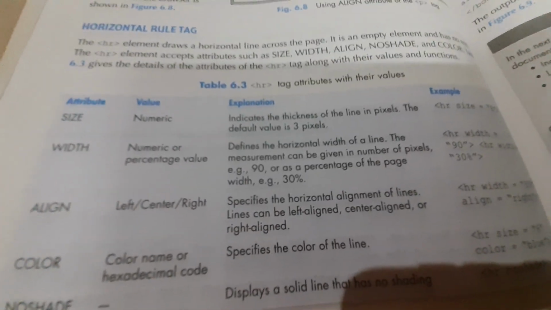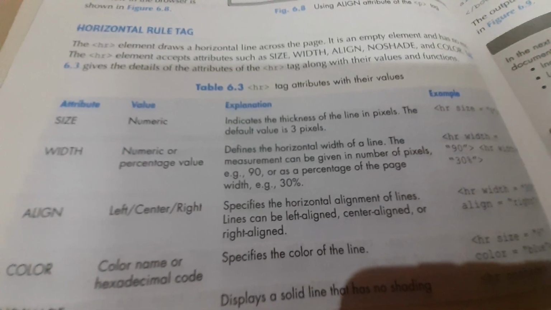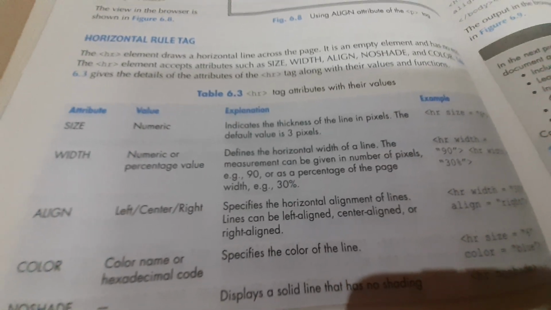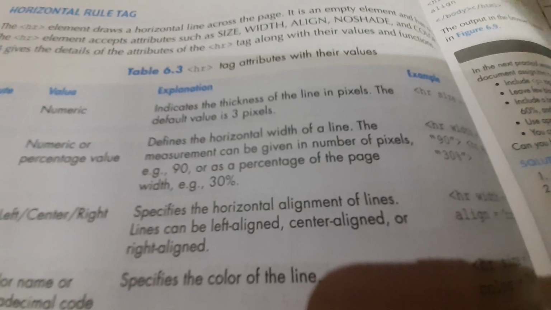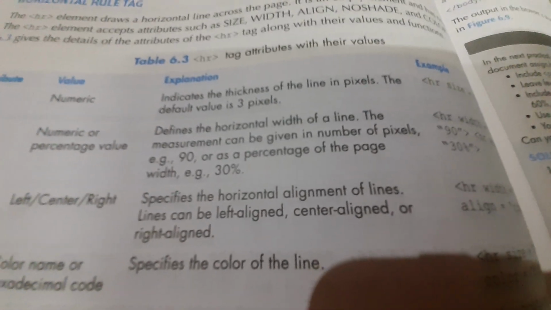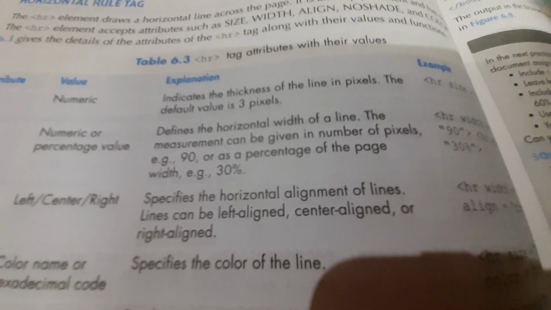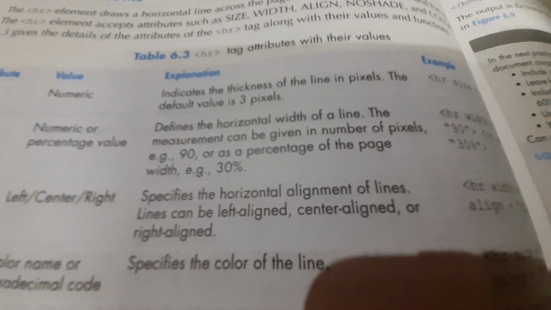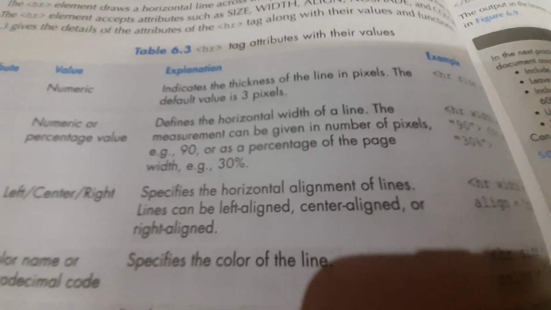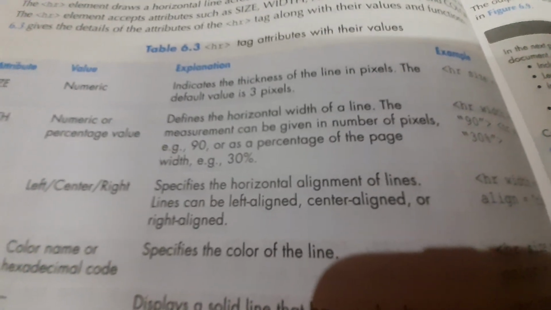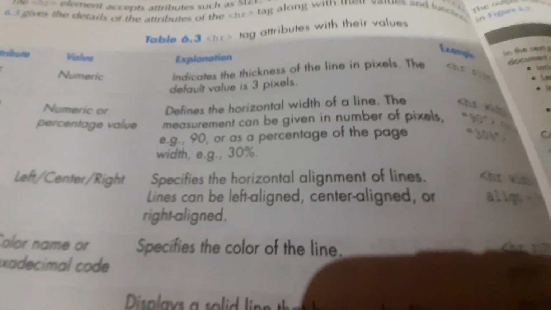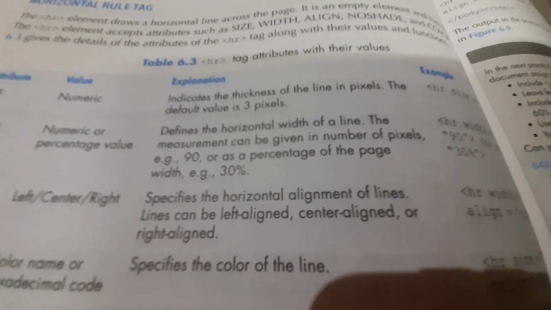The next is width. Width also contains a numeric value or a percentage value as an attribute value. This width is used to specify the width of a horizontal line. It means we can create a horizontal line from left to right using its width. We can insert the value in pixels or percentage, both of them, in the width.